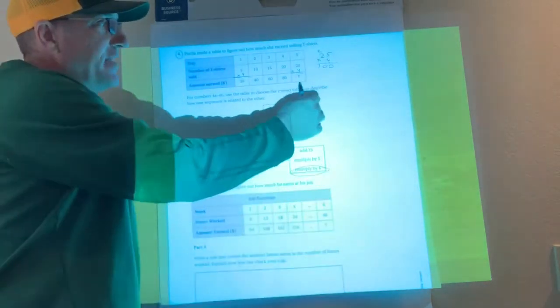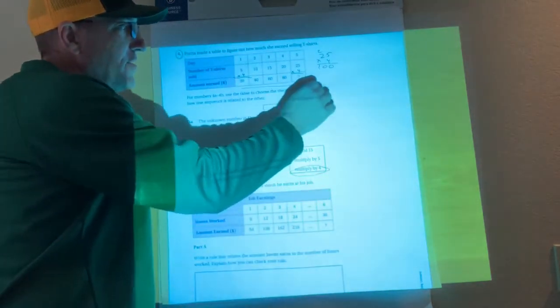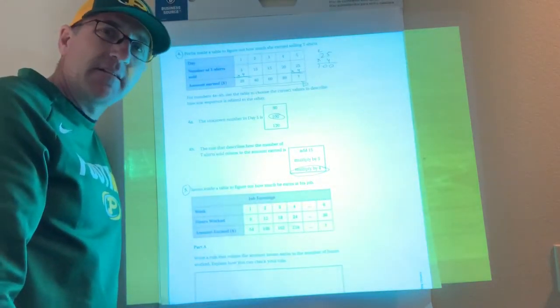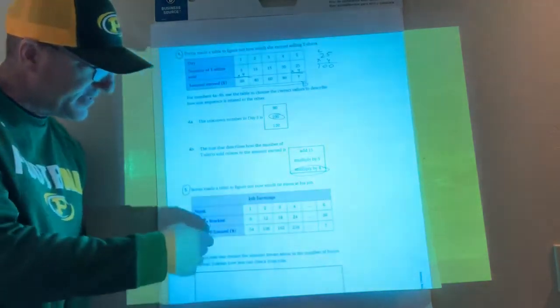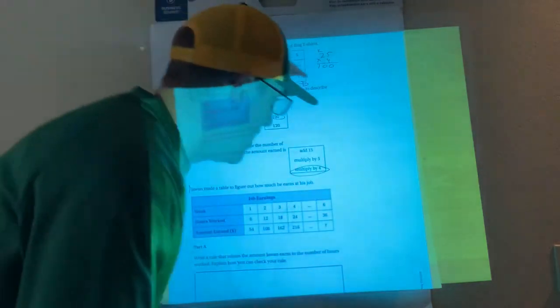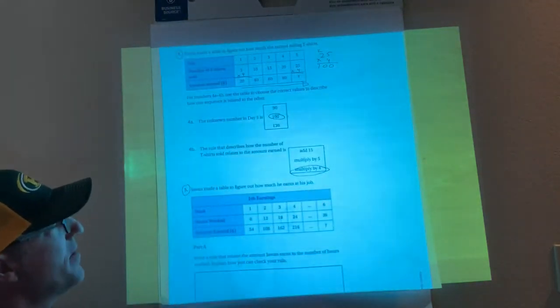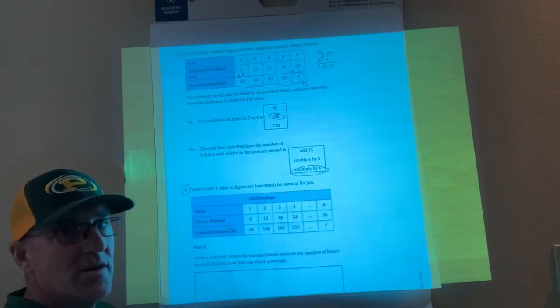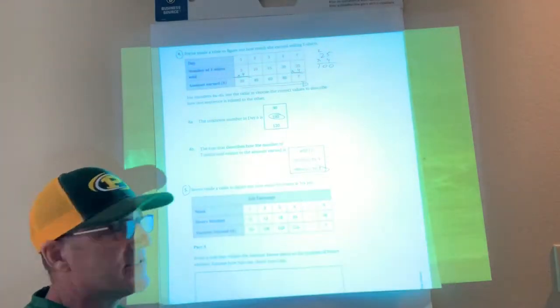So this might be easy to find going this way, you just never know. So you can do it either way you want because it's a pattern, all right? And the patterns are related. And it's the same thing down here. Juwan made a table to figure out how much he earns on his job. So he goes 1, 2, 3, 4 days, and then all the way out to 6.